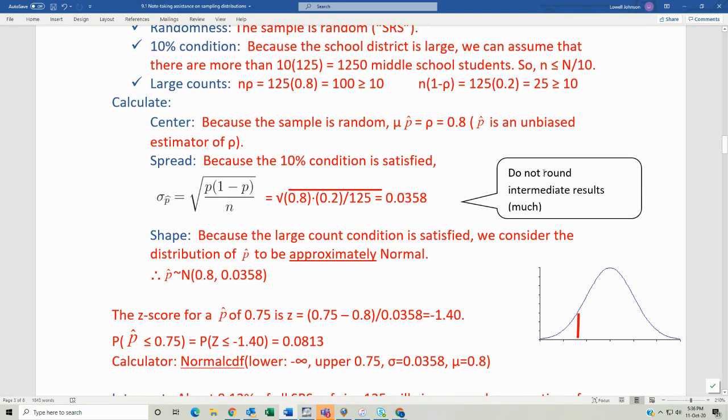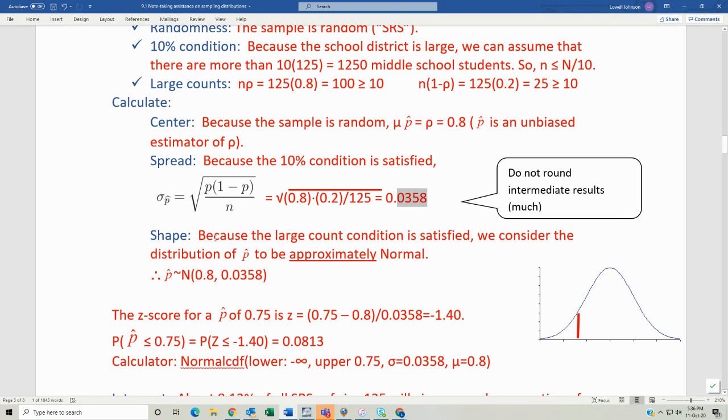Now I have this note over here, do not round on intermediate results. Please, please do not round on these intermediate results. We're going to use this number in later calculation. And if you round at this early stage, that's going to throw off your later calculation. So don't round this number here.